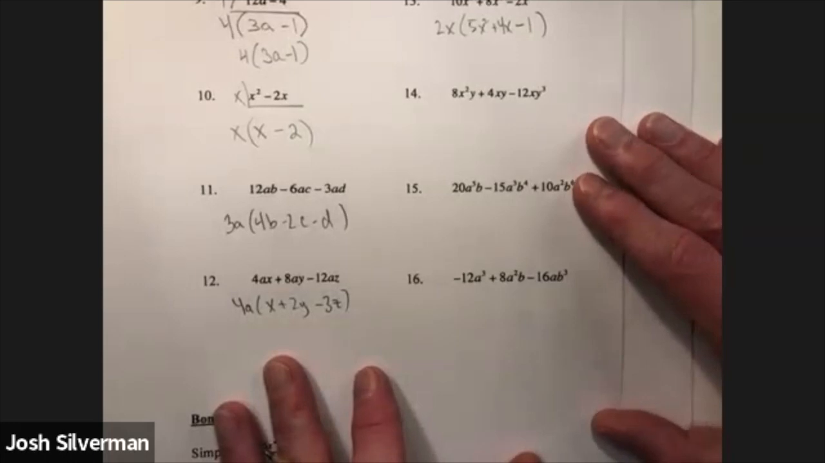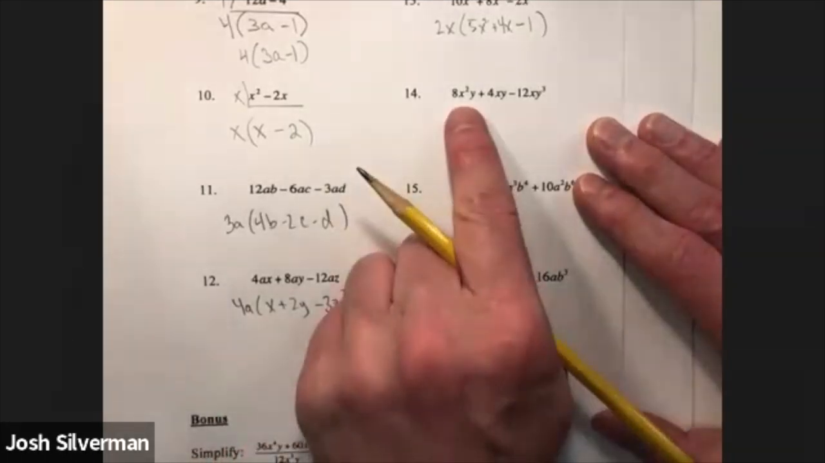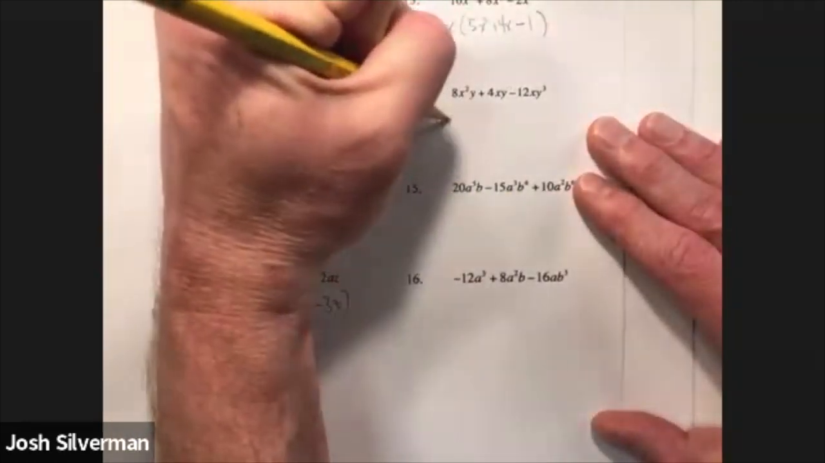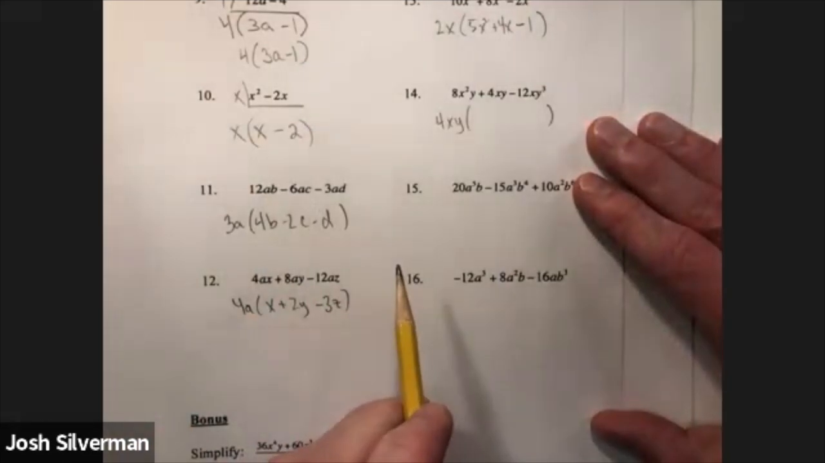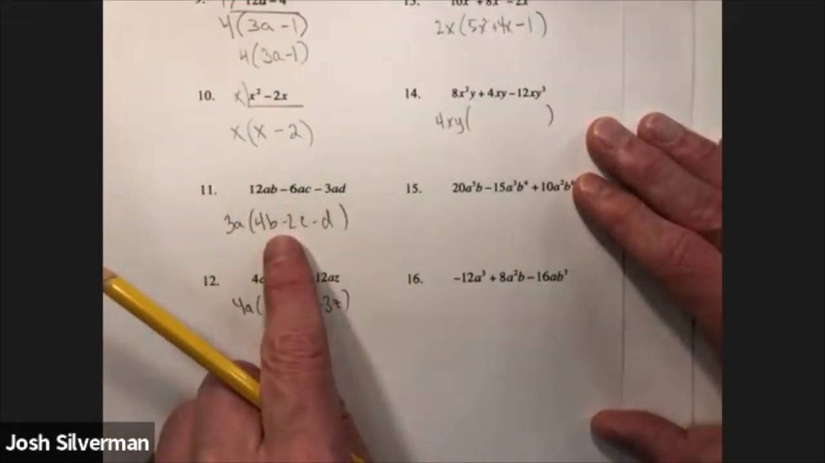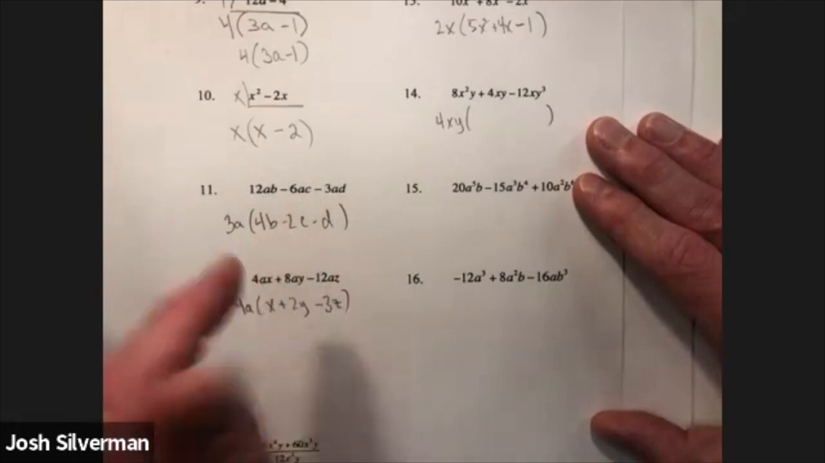Number 14. We could divide by a 4. We could divide by an x. We could divide by a y. 4xy, that's what's going to go on the outside. You can see I've picked up the pace here and eliminated some of those ladder method steps. You could still use the ladder method here, but this is the faster version.